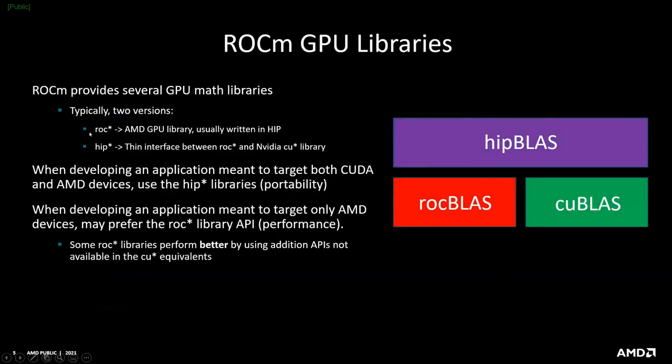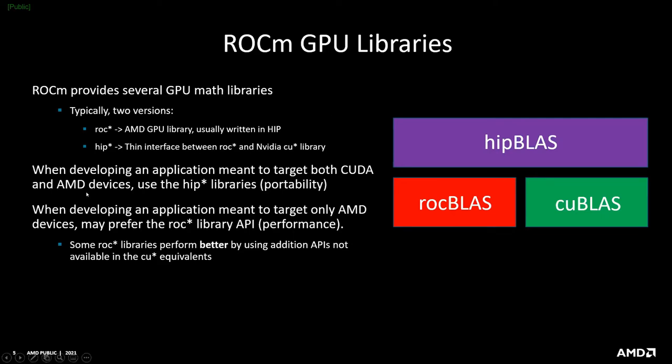Just to mention something that will be important later on during my Fortran side of the presentation, ROCm also provides several GPU math libraries. The confusing part for most users is that there are two versions. One is the roc-star version, and the other one is the hip-star version. When you are developing an application and you're meant to target both CUDA and AMD devices, so you want compatibility, so you want to write just the hipFFT, for example, or hipBLAS version, you want to do that for portability reasons. That will be portable, but performance may be suboptimal between the architectures.